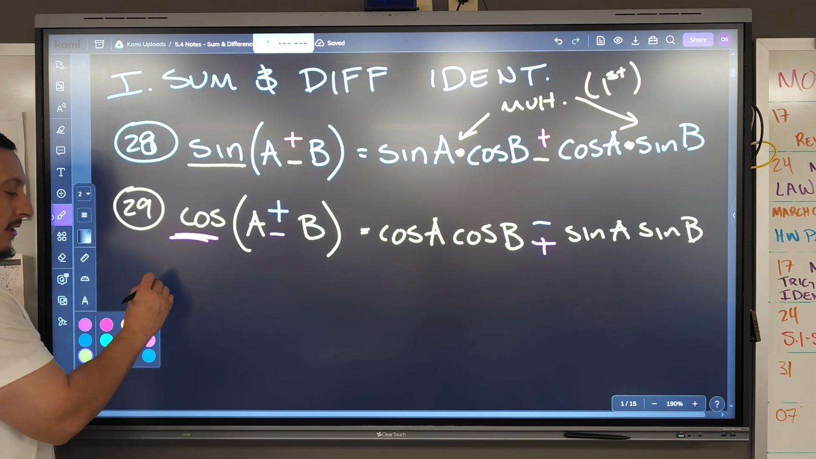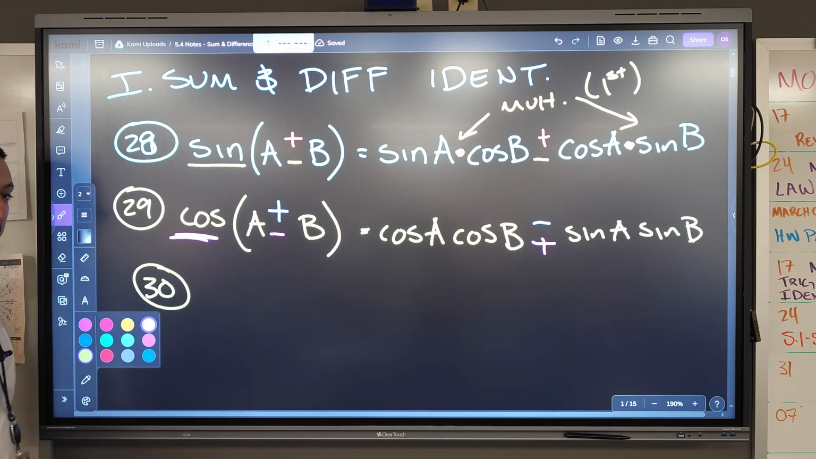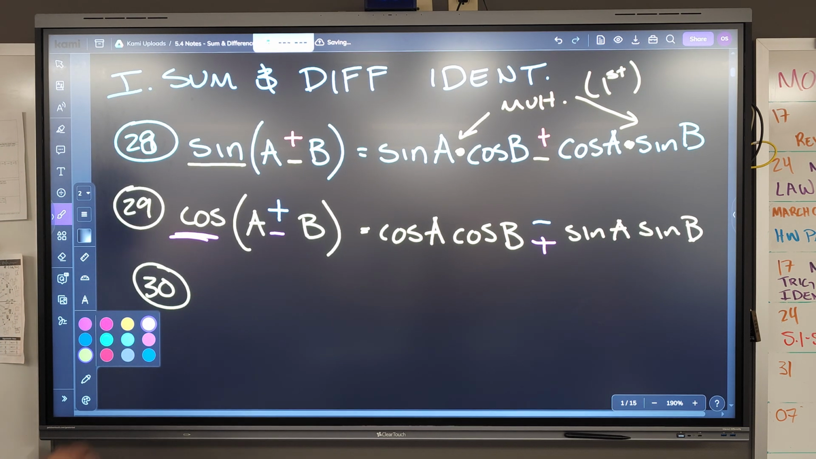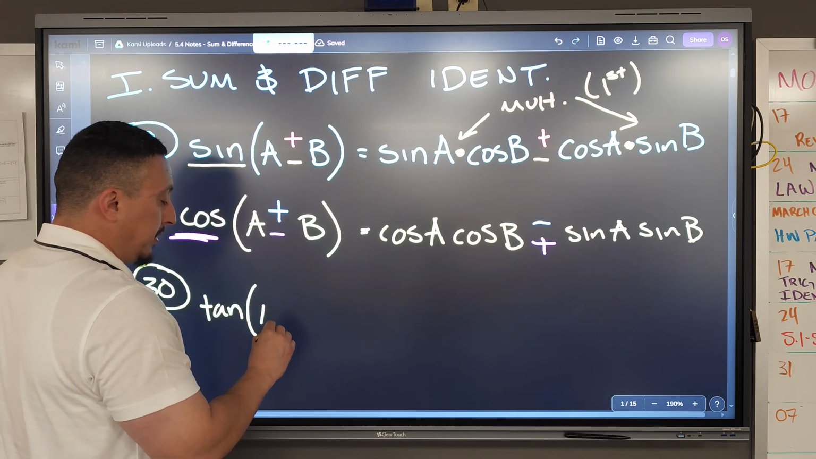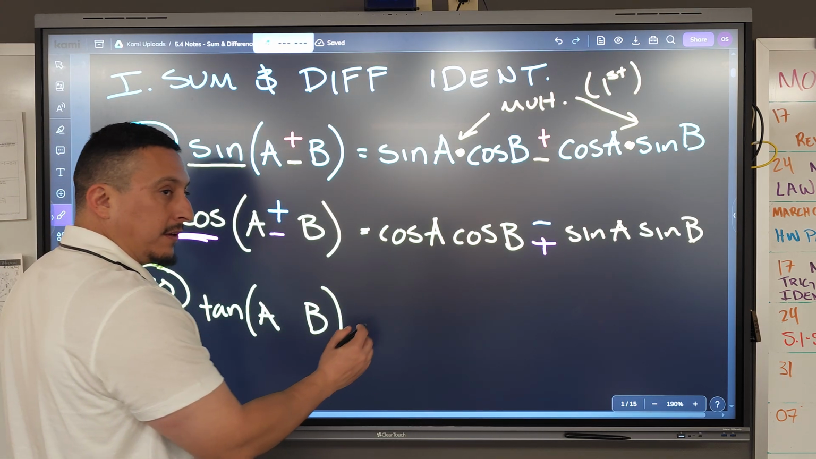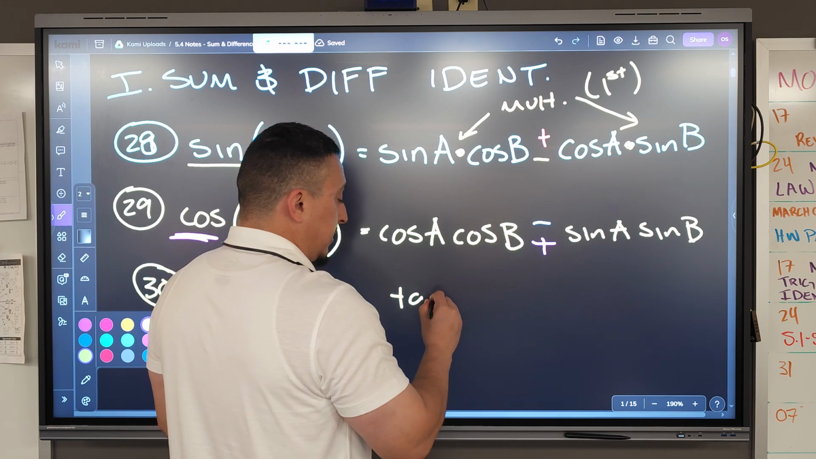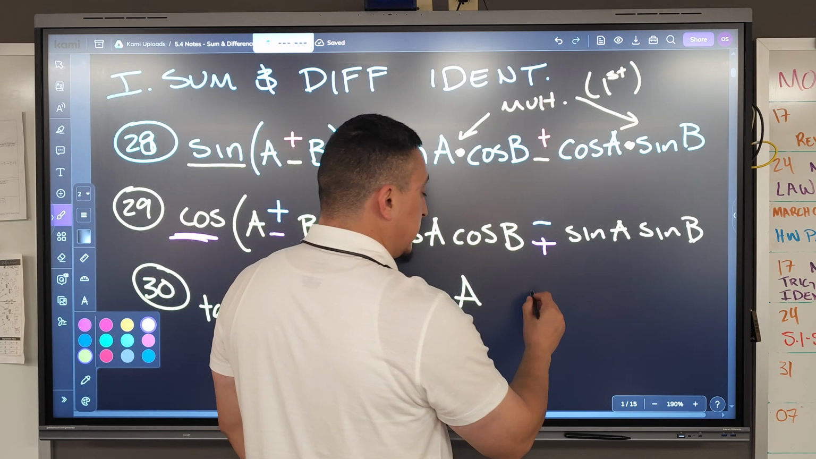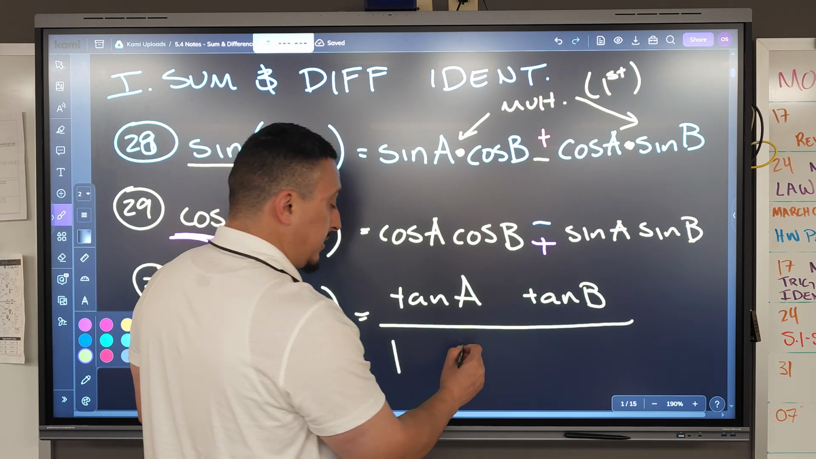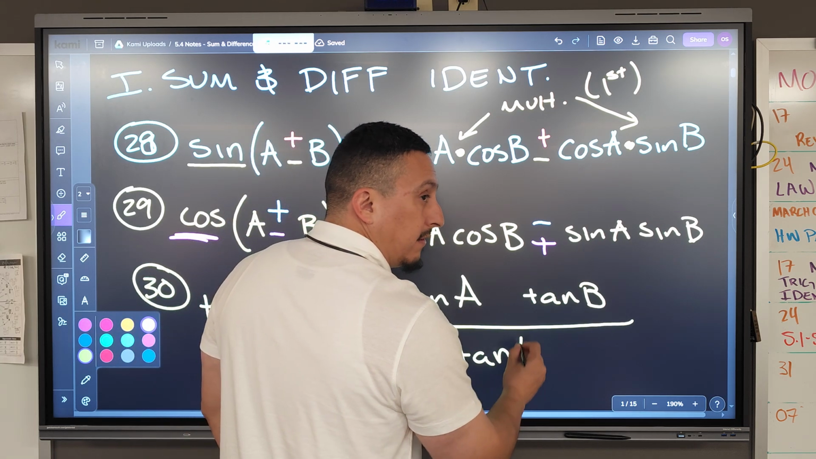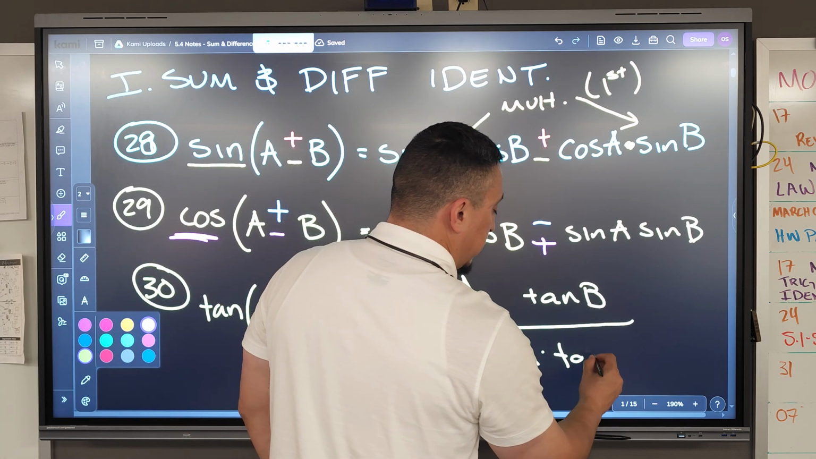Okay, last one. So just 3 today. Tangent of A and B. This one's a little longer. Is the tangent of A plus tangent of B over 1 minus tangent of A times tangent of B.